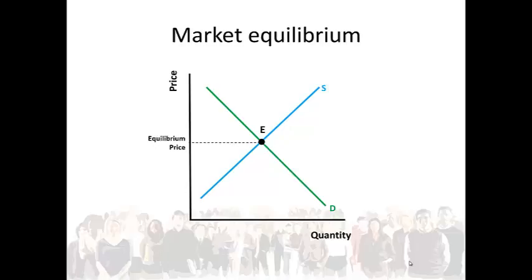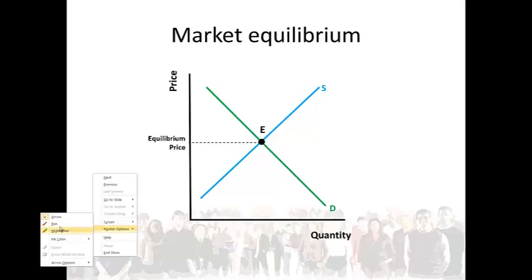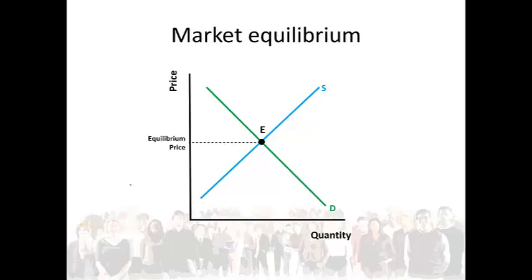The other very cool thing is that there's a pen option, so I can go pointer options, pen, and then I can show them, do you remember the supply curve, what we said about that? Or do you remember the demand curve, what we said about this? And note that equilibrium is here. So I can draw on this and explain when I'm talking to them.